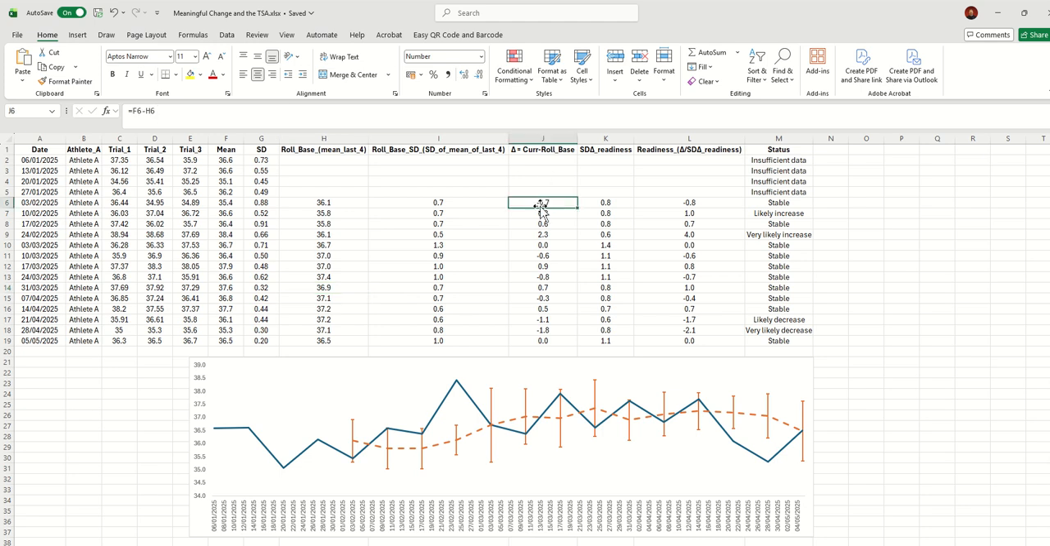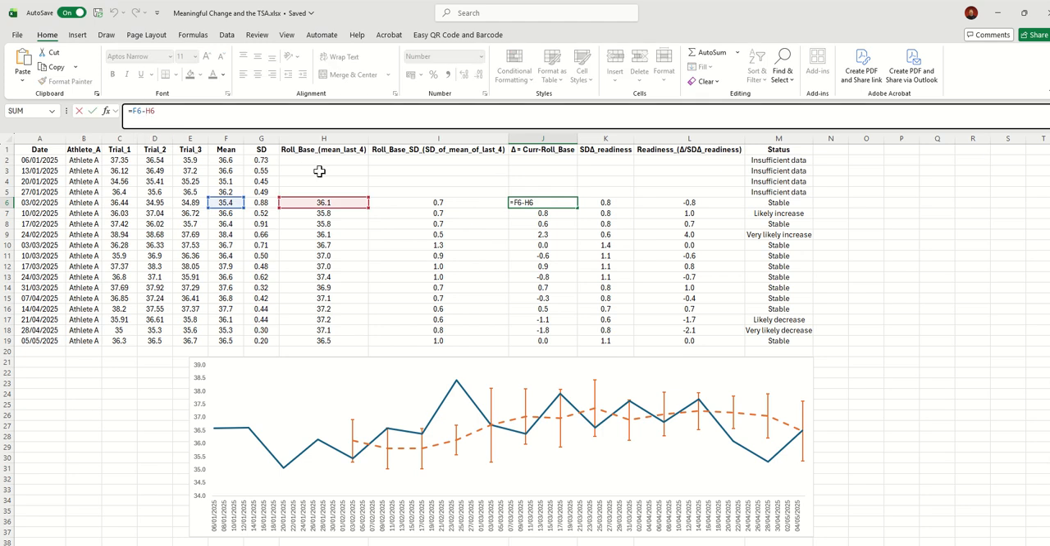Now, the readiness change comes in the form of taking this week's score minus the rolling baseline, and we want to know whether that score is higher or lower. If it's higher, maybe they're in good shape and we can push them. If it's lower, maybe there's some fatigue, and we need to adjust training, reduce volume, change the exercise, whatever it might be.